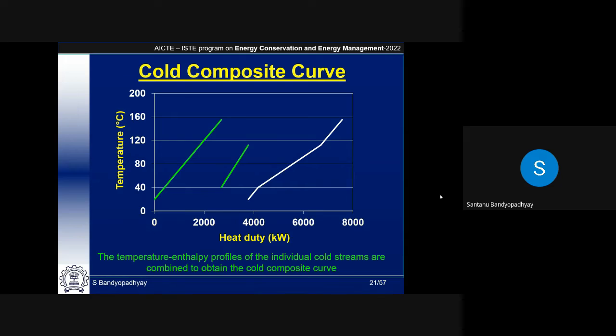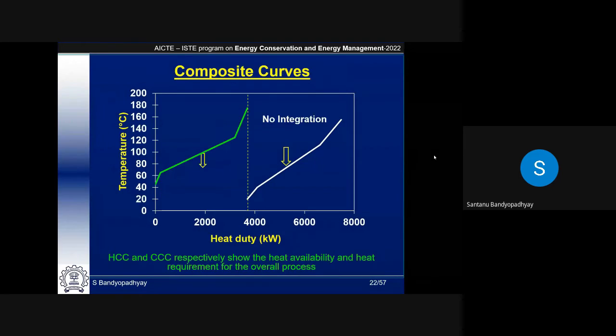Similarly, we can do a cold composite curve. These are my streams C3 and C4. I add them, and I'll get something like this. And I call this the cold composite curve, which is heat requirement as a function of temperature. Now that means I know what is required and what is available. Let me draw both of them in the same graph.